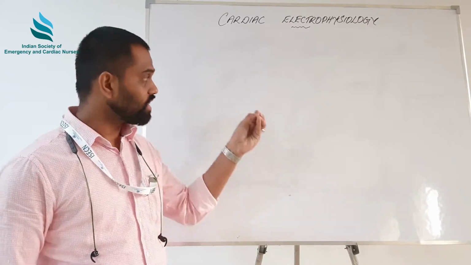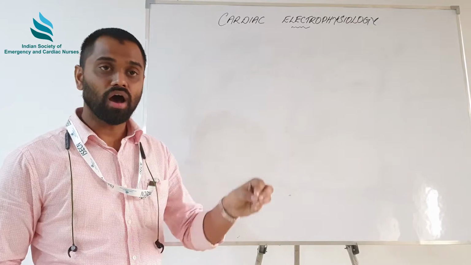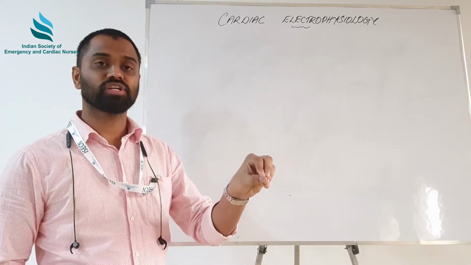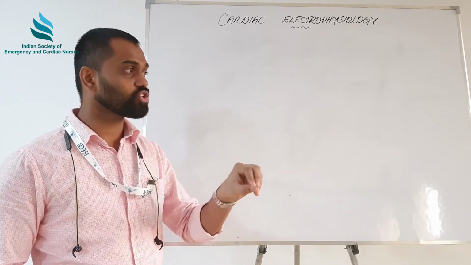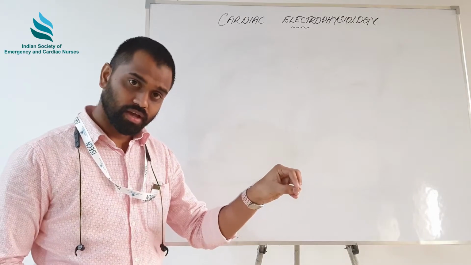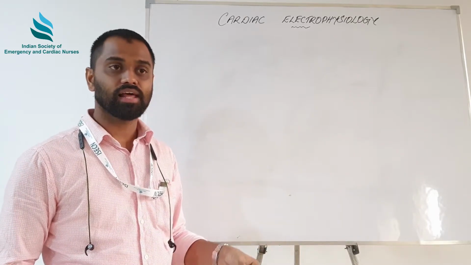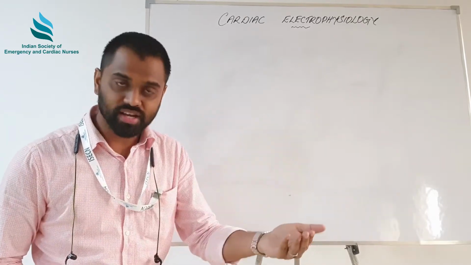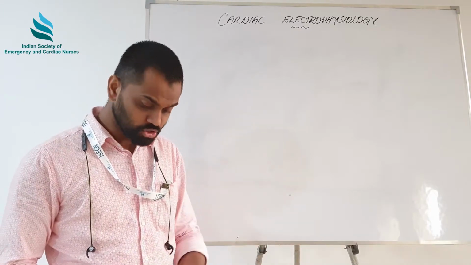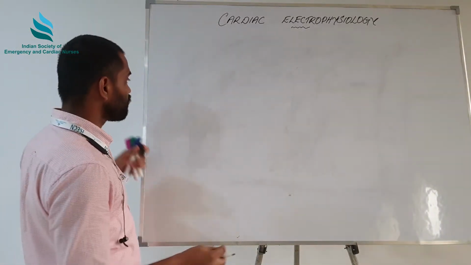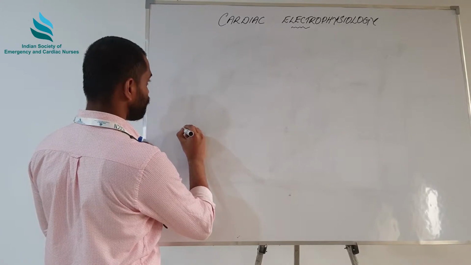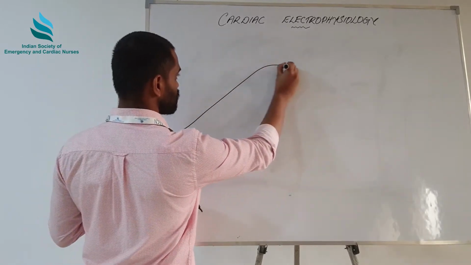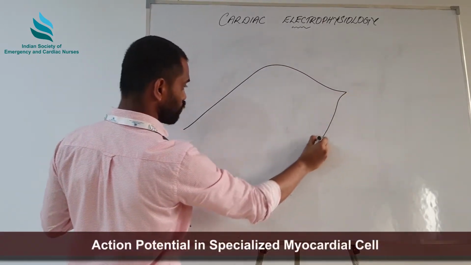So let us understand now how resting membrane potential and action potential are generated in an SA nodal cell and how they are transmitted to adjacent cells. So here we have an SA nodal cell. Let's suppose this is an SA nodal cell.